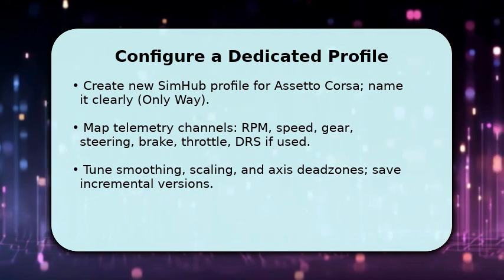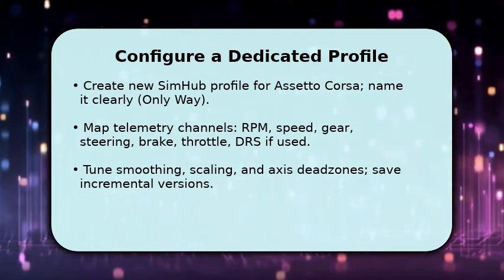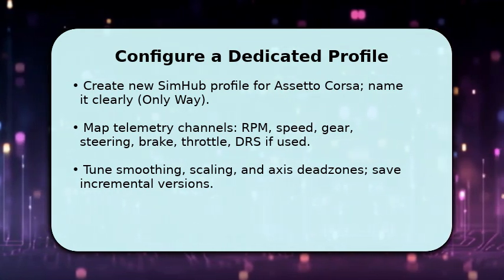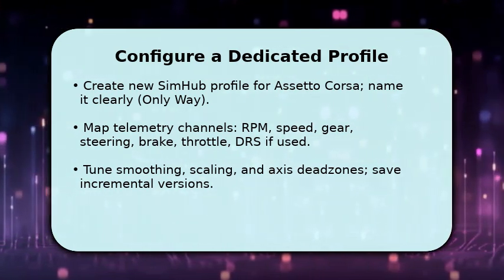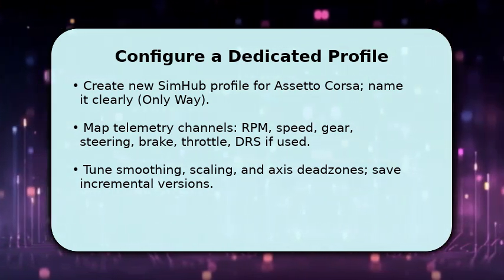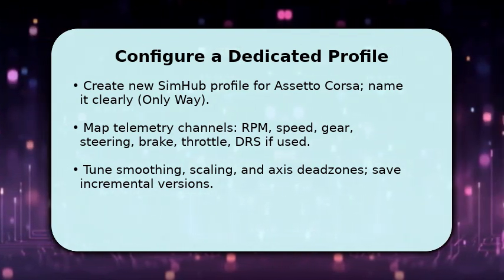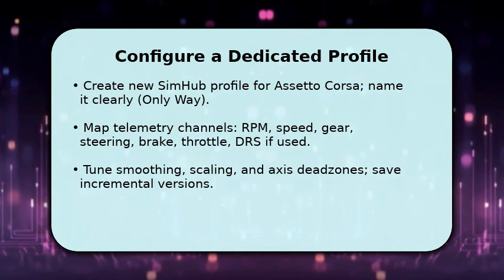Then tune smoothing and scaling so inputs aren't jittery. Adjust axis dead zones to eliminate drift. Save incremental versions as you change values so you can revert. Once mappings read correctly in telemetry preview and outputs move with wheel and pedals, proceed to output assignments.